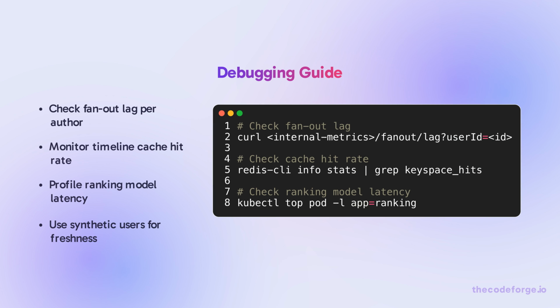To debug feed issues, check fanout lag for a specific user, monitor timeline cache hit rate, profile ranking model latency, and use synthetic users to measure real user-perceived freshness.